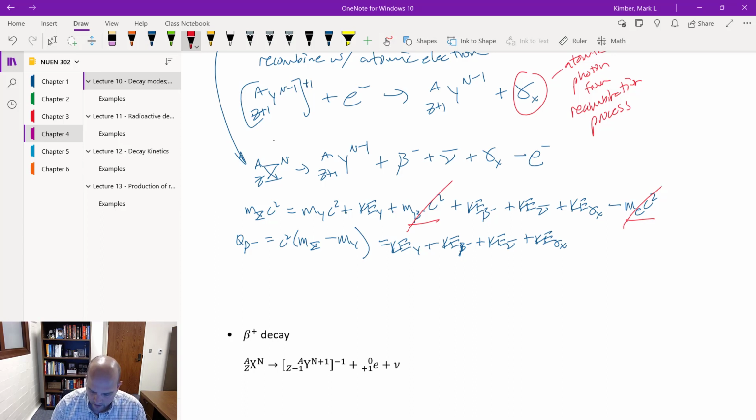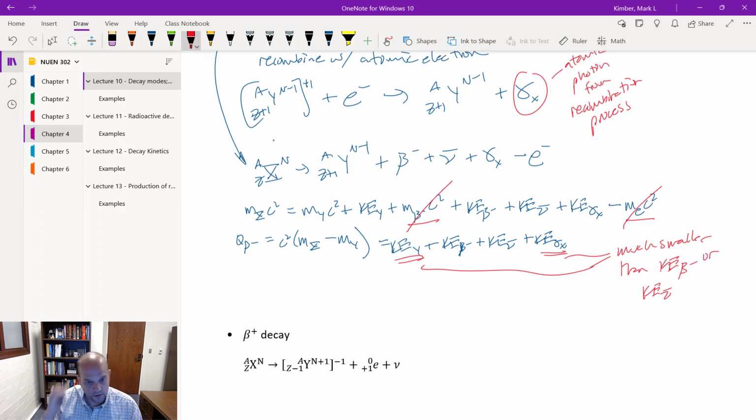And these two here, again, the recoil energy, that's the kinetic energy of the daughter. That, along with this kinetic energy here, is going to be much smaller than either the kinetic energy of my beta minus particle or the kinetic energy of that antineutrino. And so note here that my Q is going to be greater than 0 if this is true.